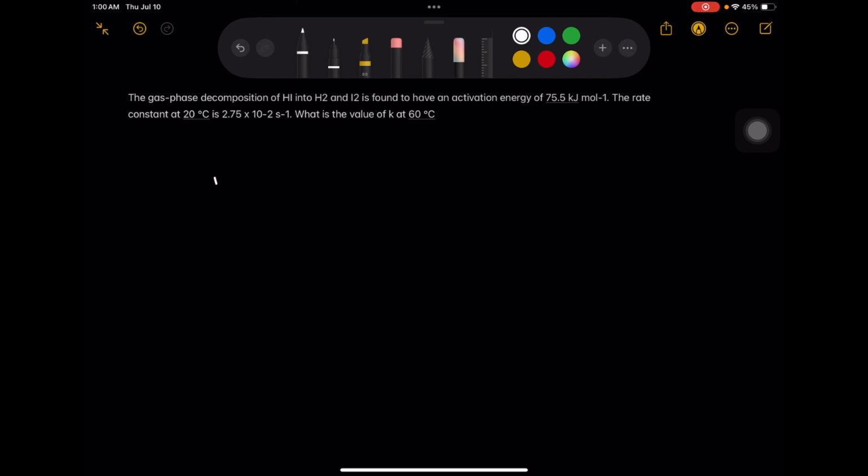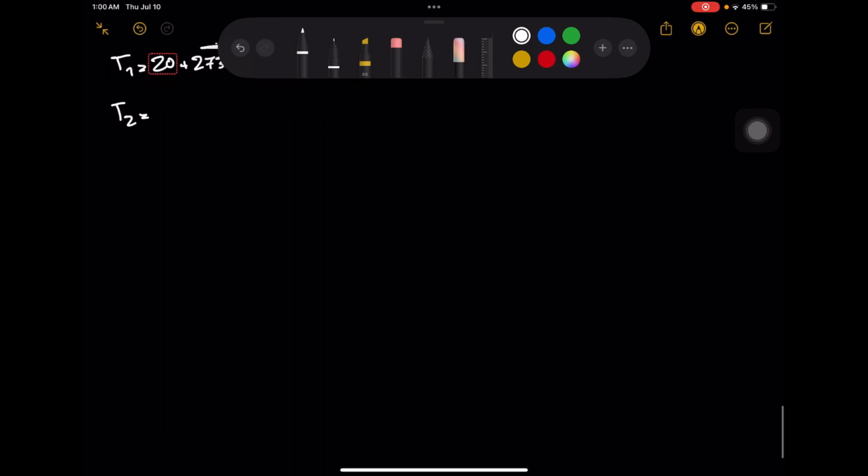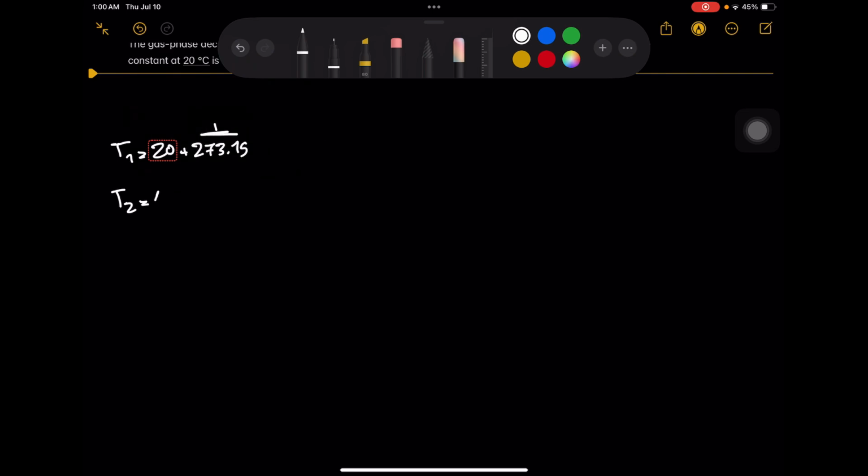So we have T1. T1 is 20 plus 273.15. That's how we convert Celsius into Kelvin. And we have T2, which will be 60 plus 273.15. T1 gives 293.15, and T2 will give 333.15.